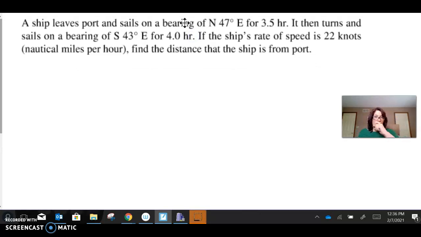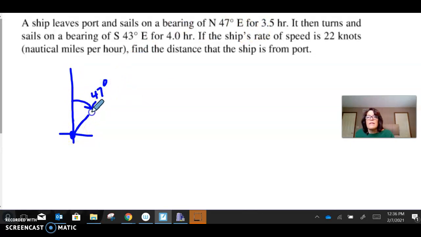A ship leaves port and sails on a bearing of north 47 degrees east. I'm just going to say this is my port. So, might as well just say 47 degrees. And there's my little ship.